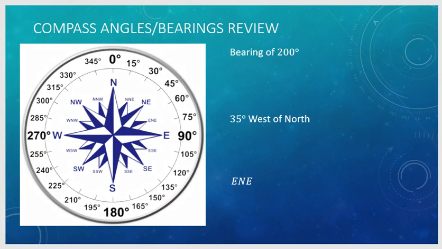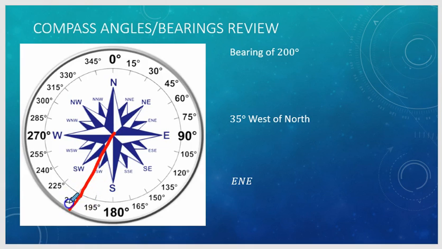So a couple things I wanted to remind you, because there are different ways they may present the angle information to you. If they just give an angle, they don't have any east, west, south, anything for the cardinal directions on there, then that means starting from north, measure how far they rotated clockwise. So 200 degrees would be approximately down here.